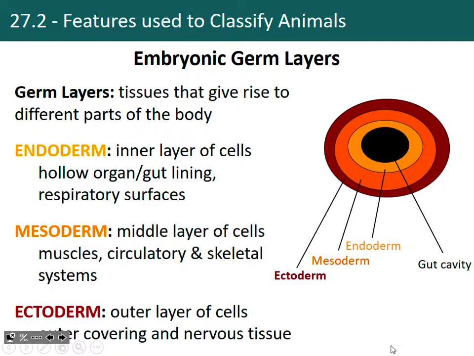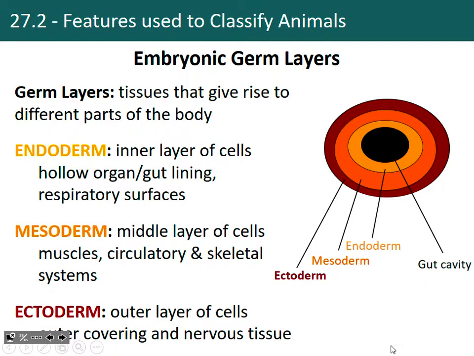and it's going to give rise to hollow organs. The ectoderm on the other end over here in red, the outermost layer, is on the outside. That's the outer layer. It's ultimately going to give rise to the epidermis, the outer layer, the covering of the body. It's also going to give rise to nervous tissue. So brain and nerves and spine will all come from the ectoderm germ layer.